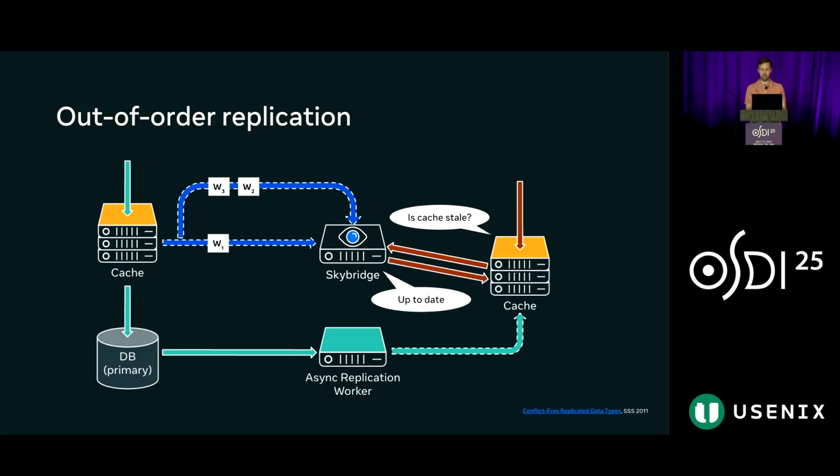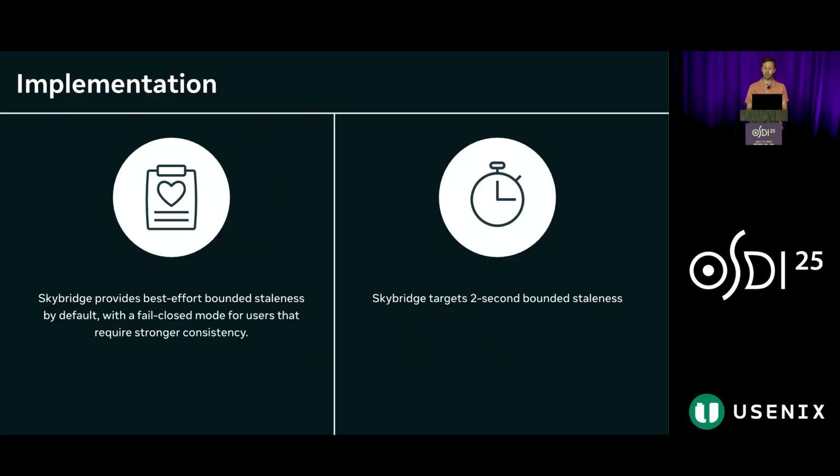With these three properties, Skybridge, cache hosts, and the existing replication stream together provide boundless staleness for billions of read requests per second. Now let's talk about a few implementation details. While Skybridge's goal is to provide boundless staleness on every single read request, it cannot regress cache availability or latency. Doing so would risk harming the health of Meta's serving stack. We struck a practical balance between enforcing consistency without harming system health.